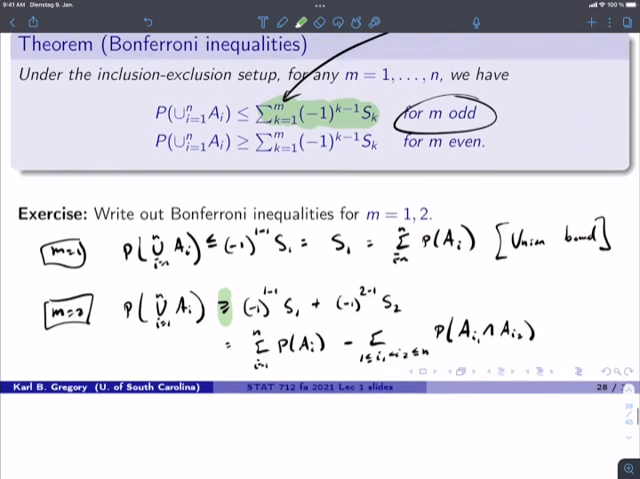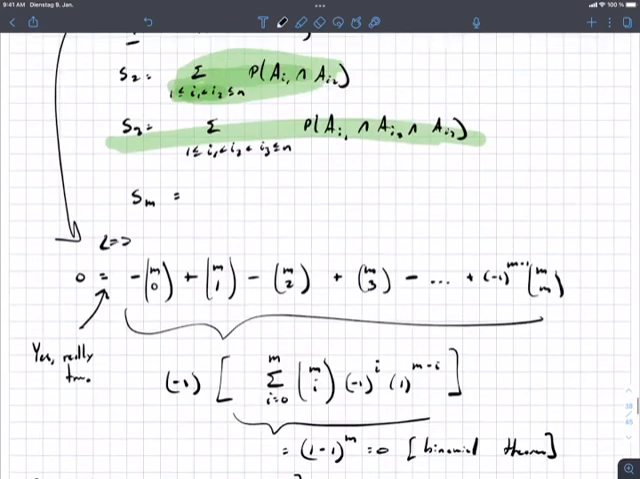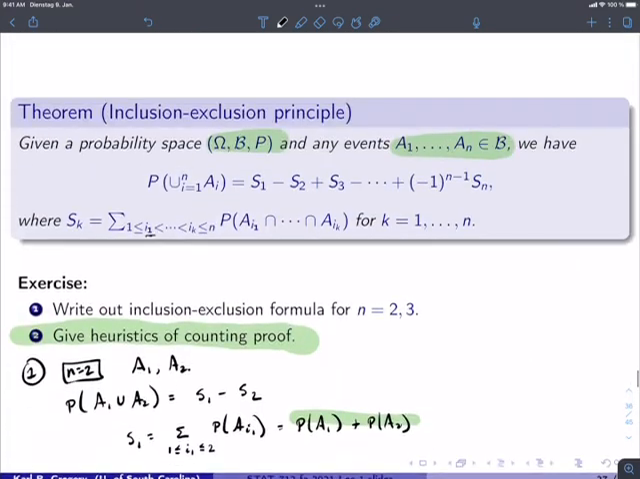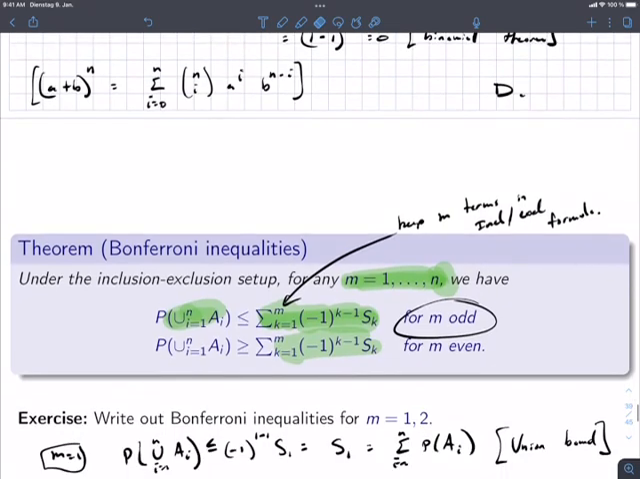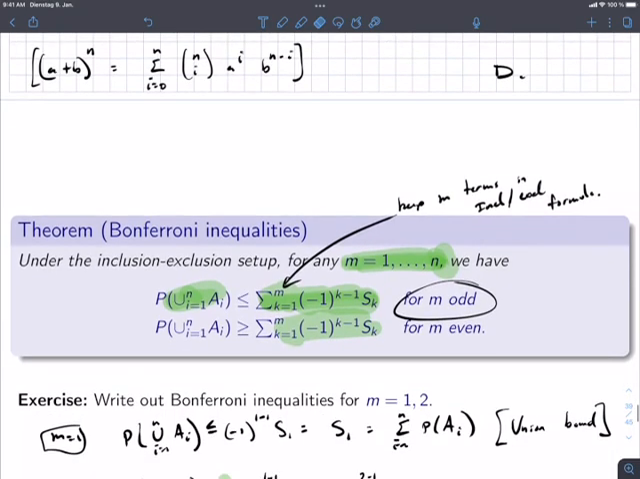Okay, so you can keep as many terms as you want. If you keep all n terms, you exactly compute the left-hand side. If you keep only some of them, then you get inequalities. So sometimes it might be a burden to compute all of these. It might be too hard, but maybe you just need to compute the first 3 and the first 2, and this gives you a lower and an upper bound and a reasonable approximation to the union probability.